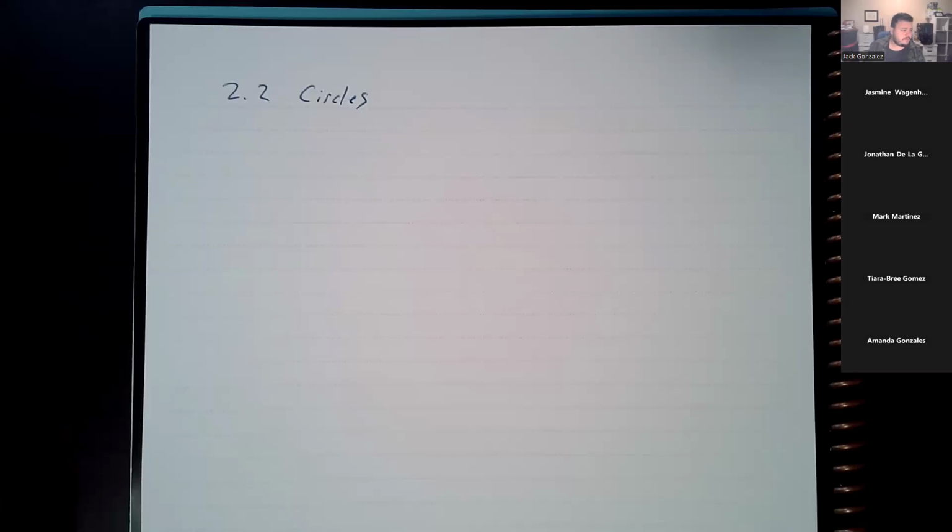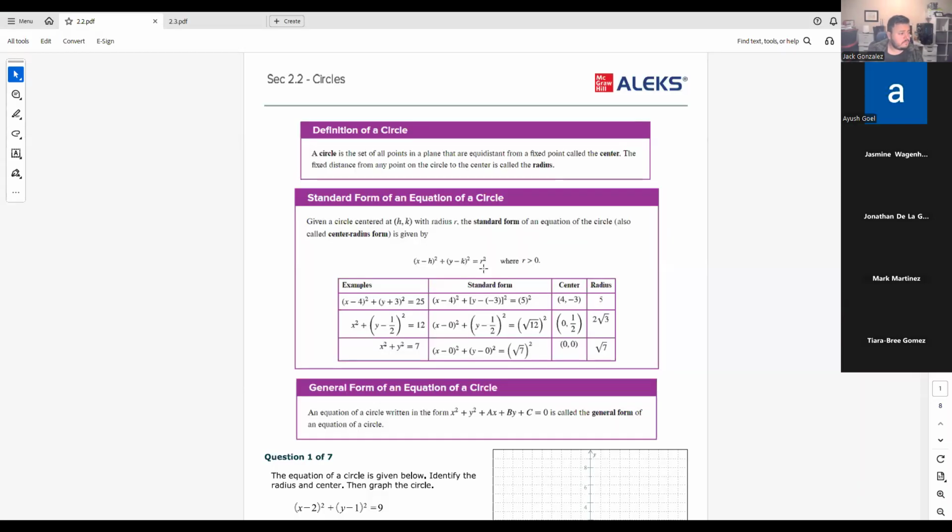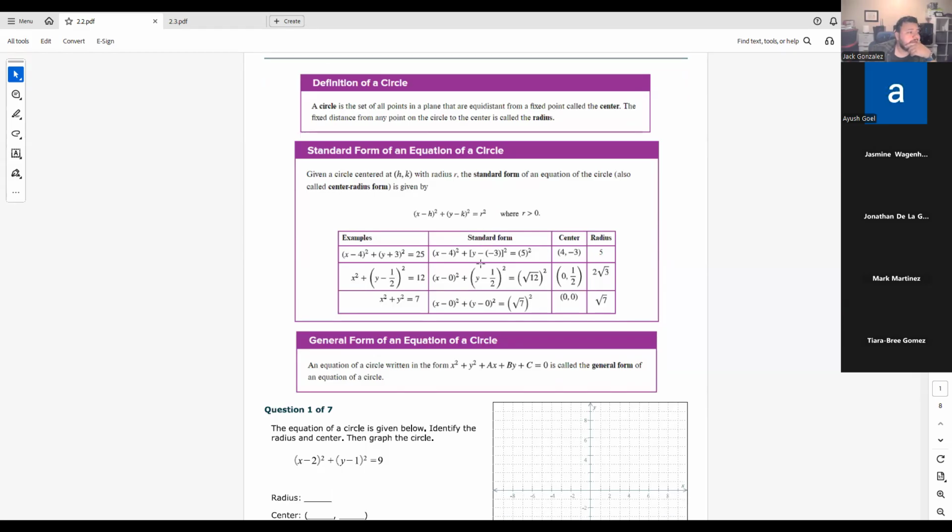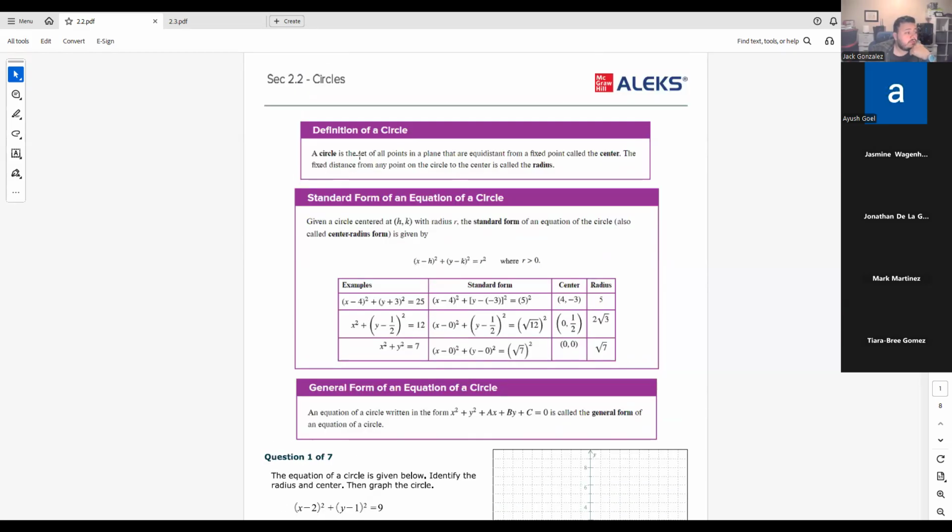Okay, there we go. Now we'll start on 2.2. Let me show you the notes first. You gotta remember, all these notes are stuff that you already have on Canvas, assuming you know that. So, definition of a circle.